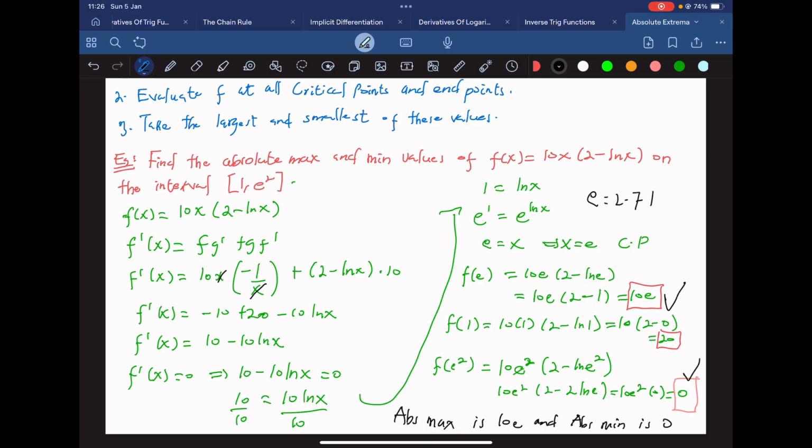So the absolute extrema is what we just found. So the absolute max is 10e, and where does it occur? It occurs when x is equal to e, and the absolute minimum is 0, and it occurs when x is equal to e squared.